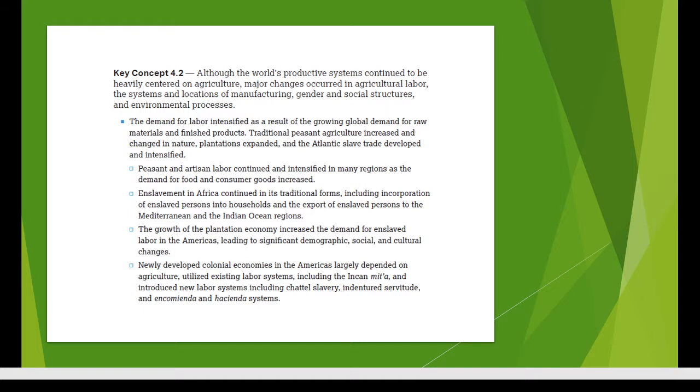So 4.2 is really going to be more about labor and the economy and social structures, because in this time period, the work that you did was very much related to your social status. Although in the Americas, there also becomes a racial component. The demand for labor is really going to intensify because of mercantilism. Their need for raw materials is growing in Europe. Europe's more involved in trade. And so you're going to see a huge expansion of plantation agriculture and the Atlantic slave trade.